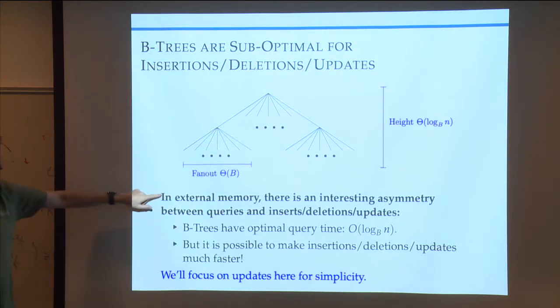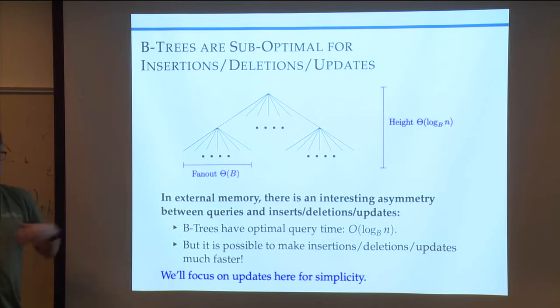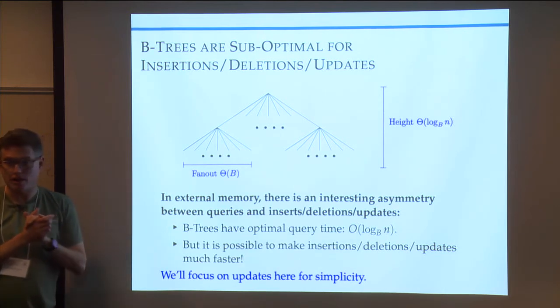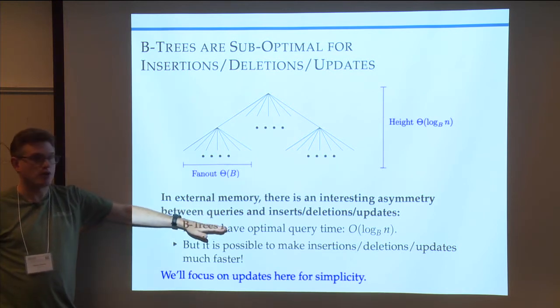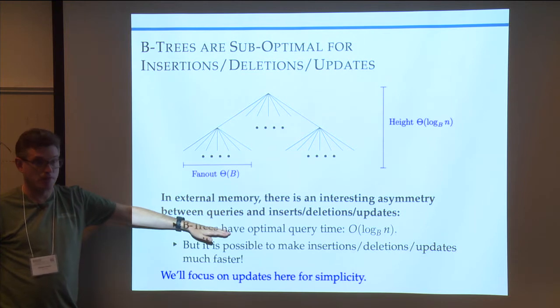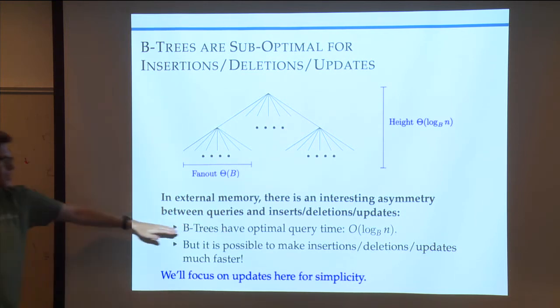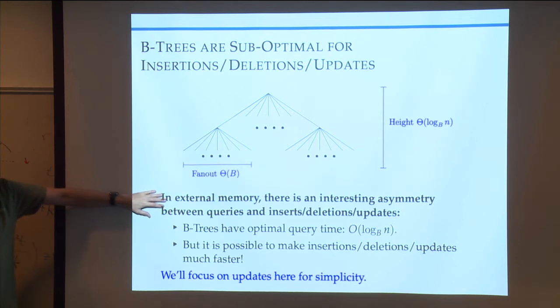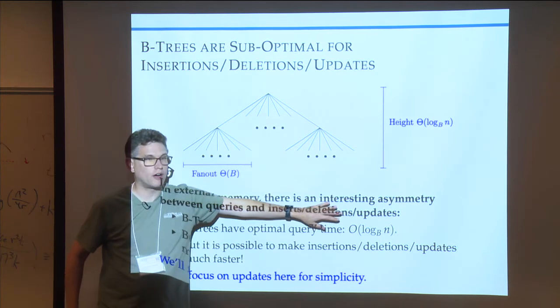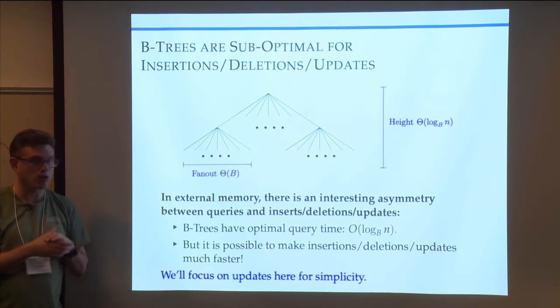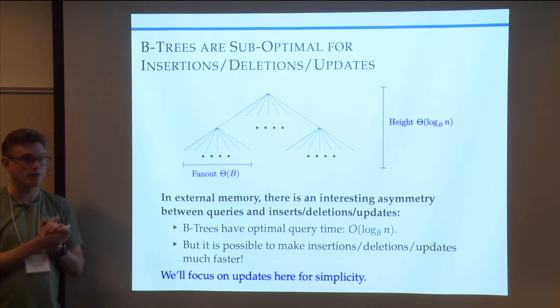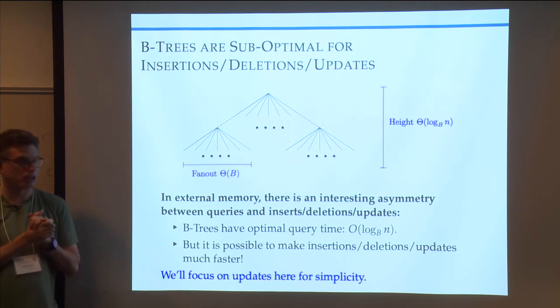B trees are optimal for queries. There's a simple information theoretic argument that you can use to show that B trees answer comparison-based queries optimally. But in external memory, there's this really interesting asymmetry between queries and inserts, deletions, and updates, where you can actually perform insertions and so forth orders of magnitude faster than you could perform searches.